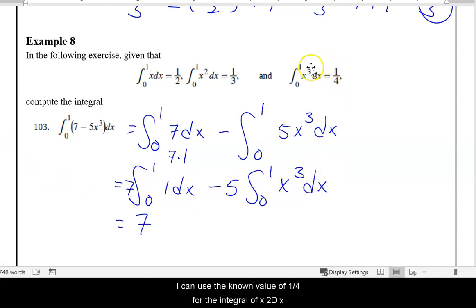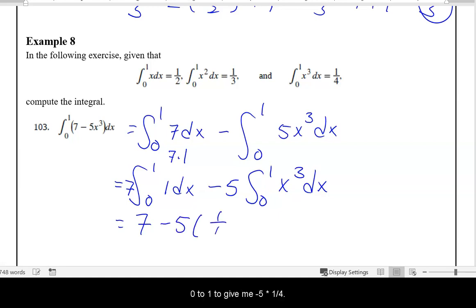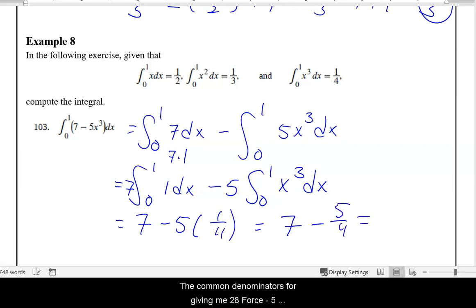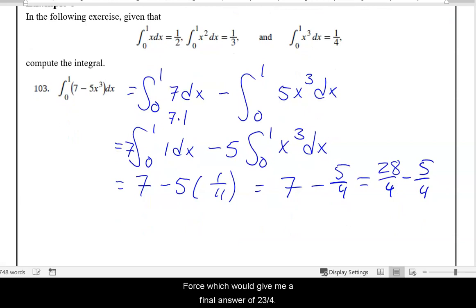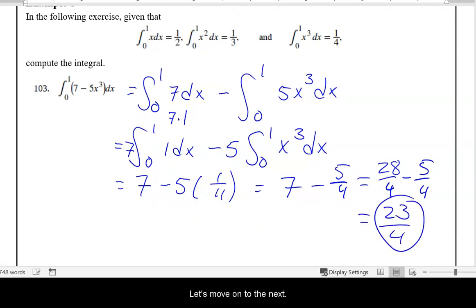I can use the known value of 1/4 for the integral of x cubed dx over 0 to 1 to give me minus 5 times 1/4. This gives me 7 minus 5 over 4. The common denominator is 4, giving me 28/4 minus 5/4, which would give me a final answer of 23/4.